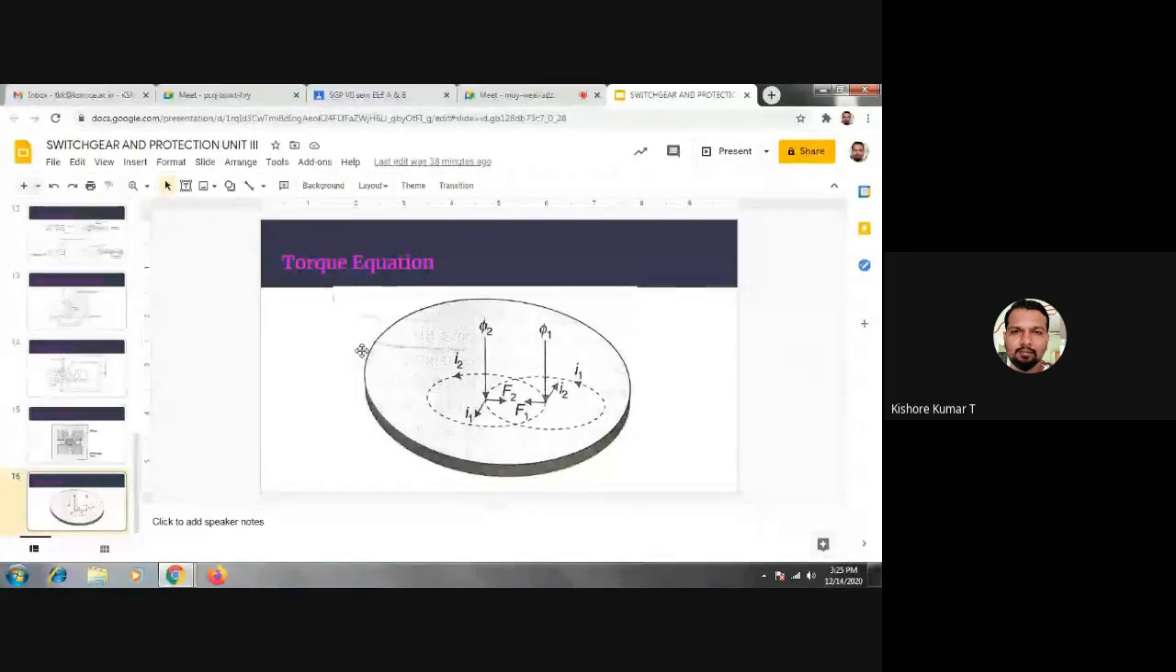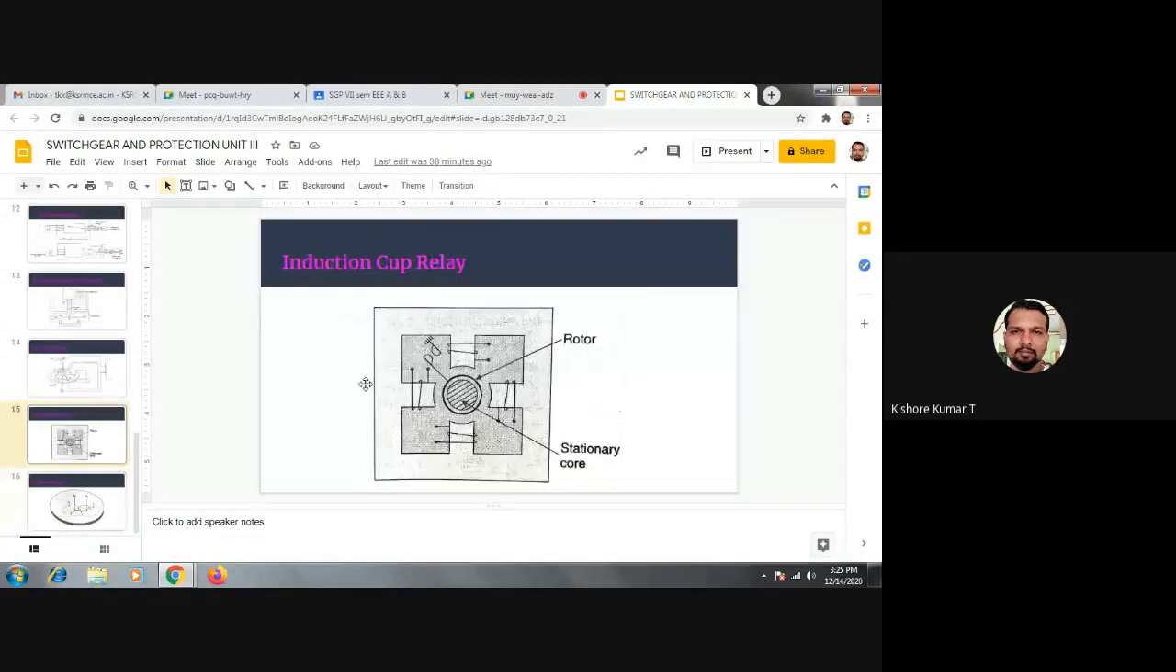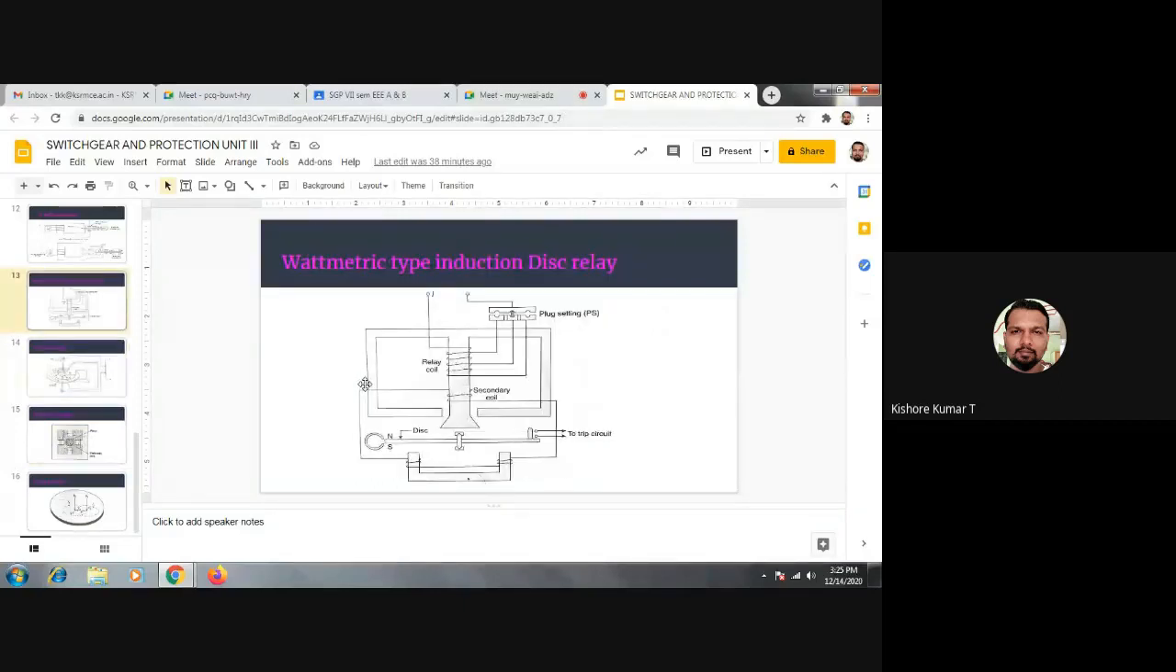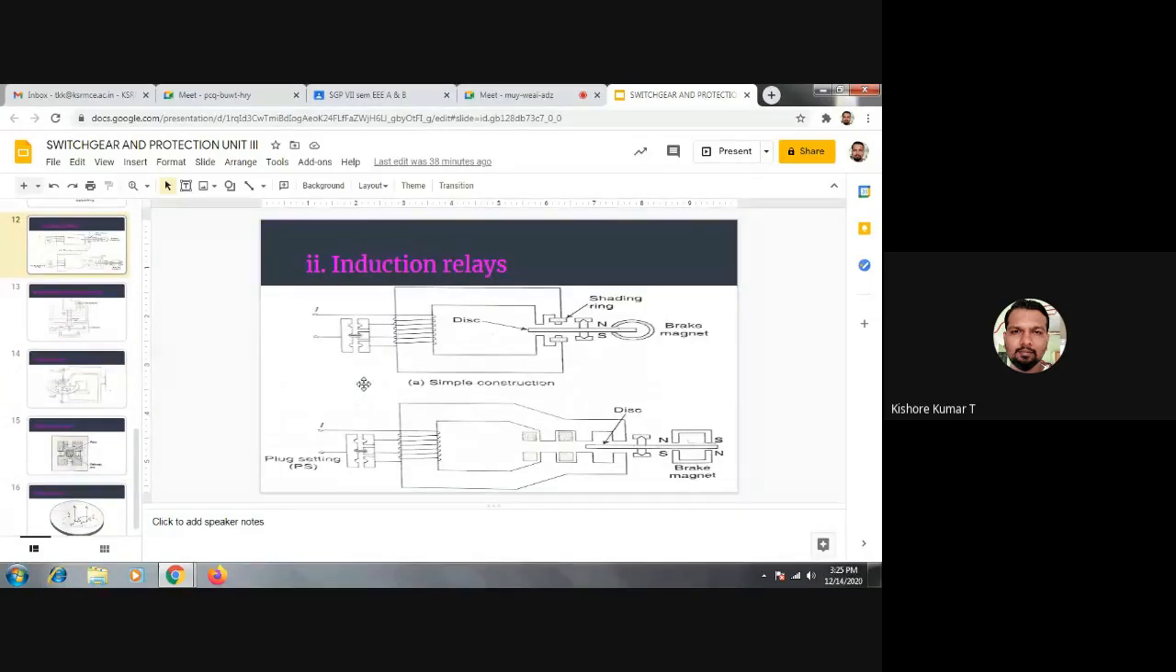So coming to the basic explanation for the induction disk relay, this induction disk relay will work on the same principle of induction motor. What is the induction motor principle? Mutual induction. Whether it is a single phase transformer or an induction motor, whatever you consider, they will work on the principle of mutual induction. Due to the current drawn by a coil, it induces EMF in another coil. That is called the mutual induction principle.